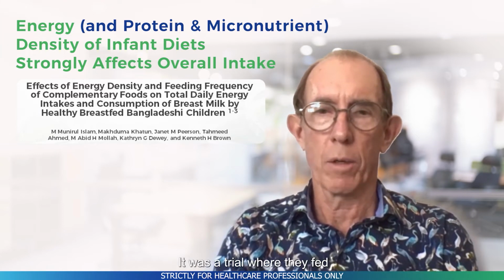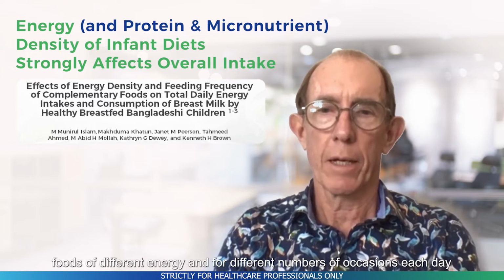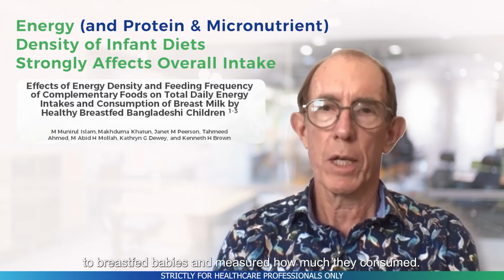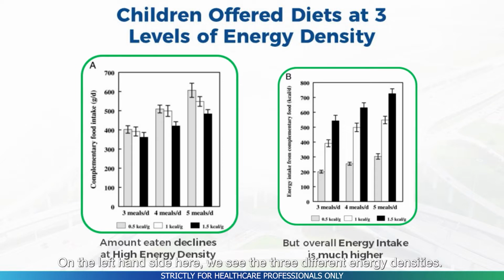It was a trial where they fed foods of different energy and for different numbers of occasion each day to breastfed babies and measured how much they consumed. On the left-hand side here, we see the 3 different energy densities, the highest density in the black column at 1.5 kilocalories per gram, going down to 1 kilocalorie per gram and half a kilocalorie per gram in the gray column. And you'll see that the 3 clumped columns are 3 meals, 4 meals, and 5 meals per day.